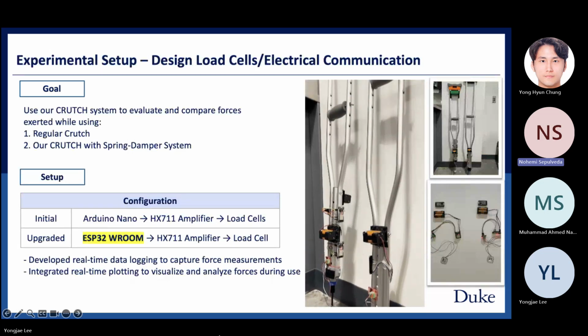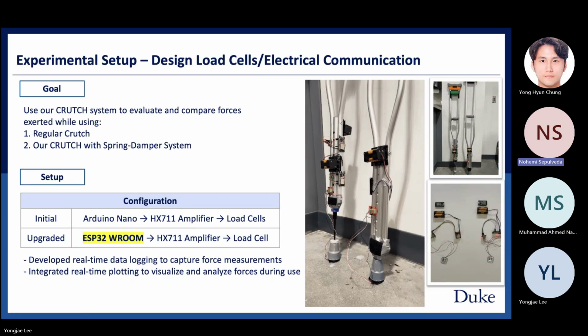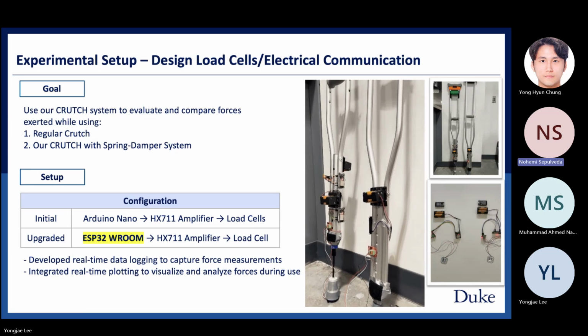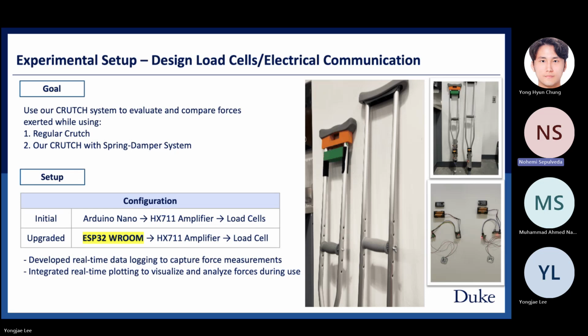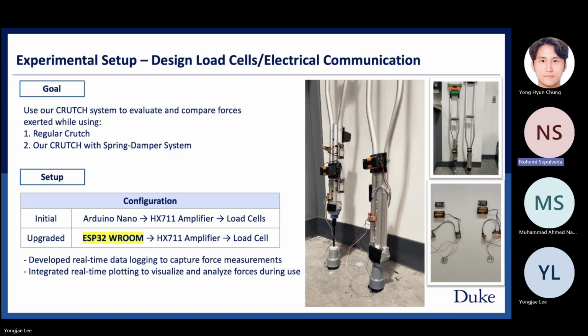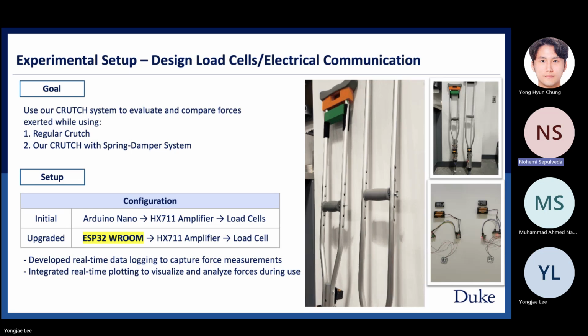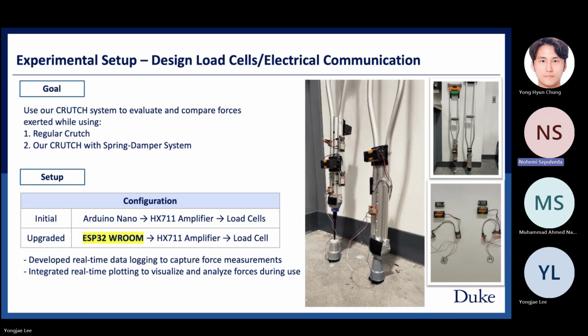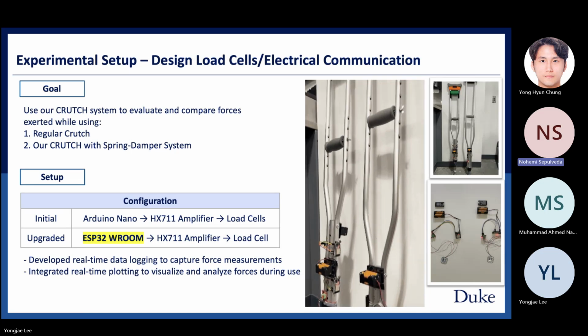So another component that we worked on was the design of our load cells. The purpose of using our load cells was to make sure that we were evaluating and comparing the forces that were being exerted using both the regular crutch as well as our crutch using the spring damper system. For our setup, initially we ended up using Arduino Nano to the HX711 amplifier to load cells. And for the most part, the setup of the system was fine.